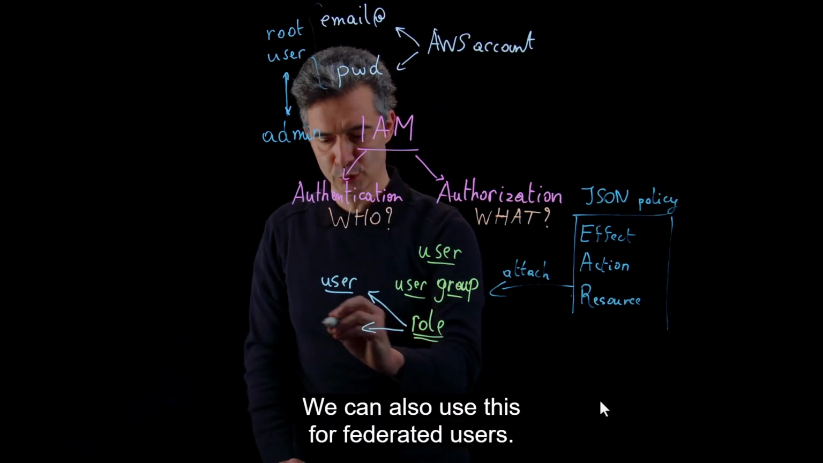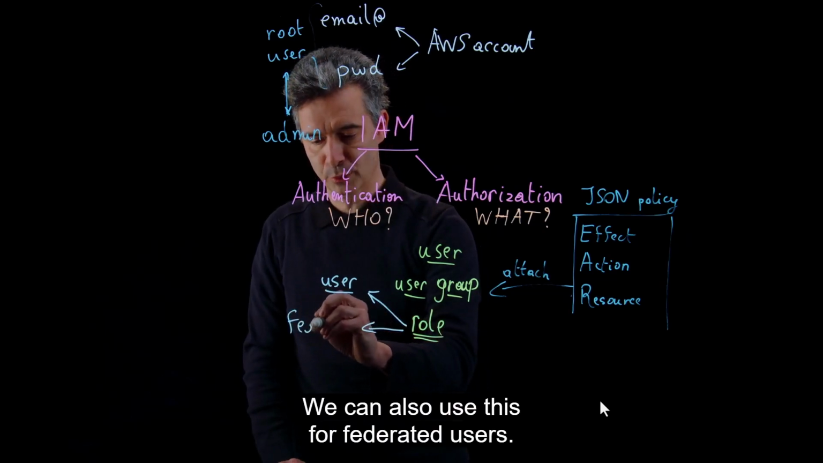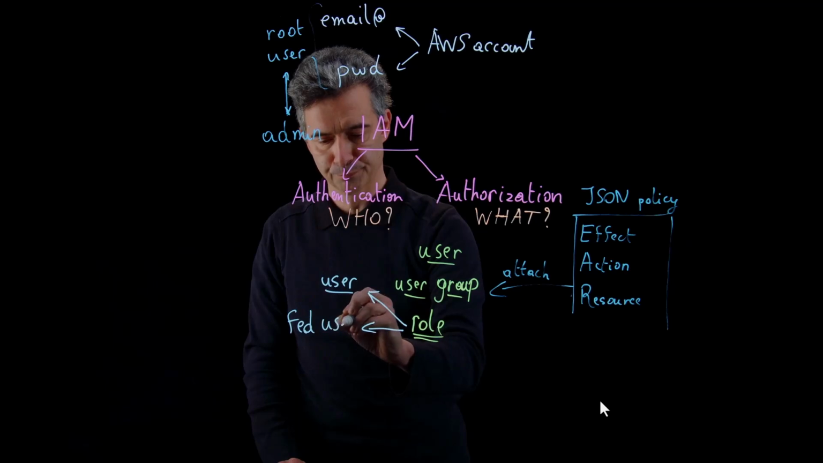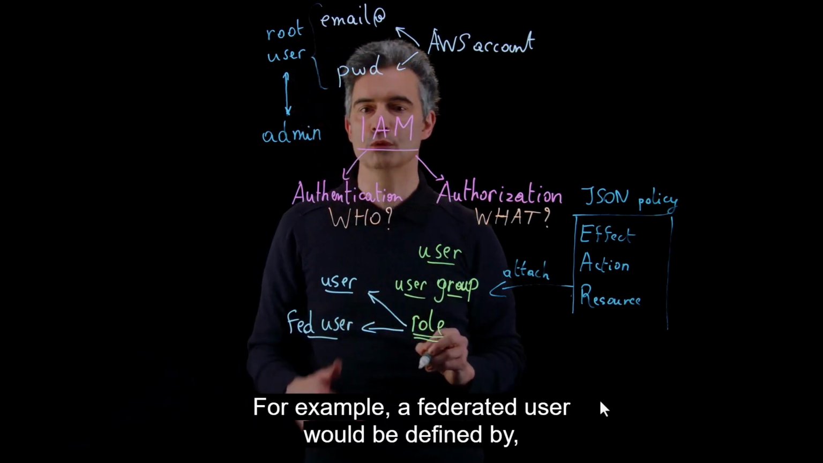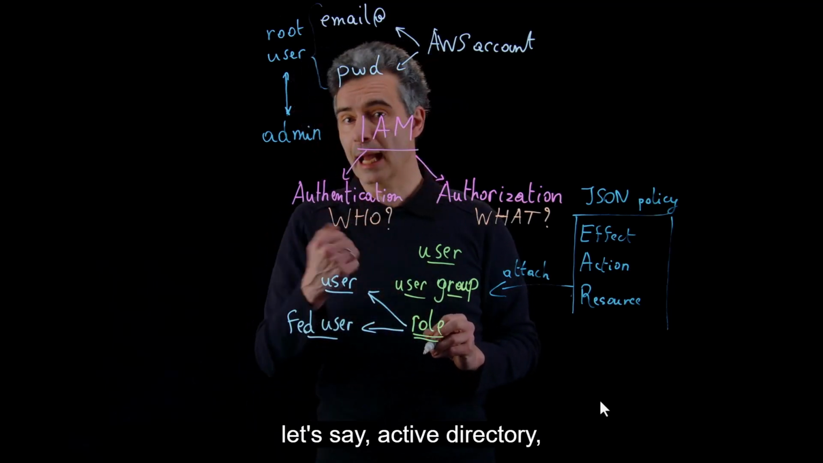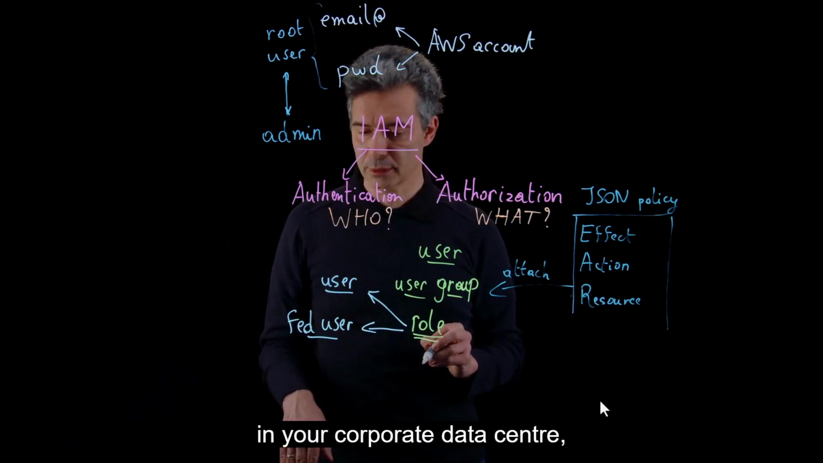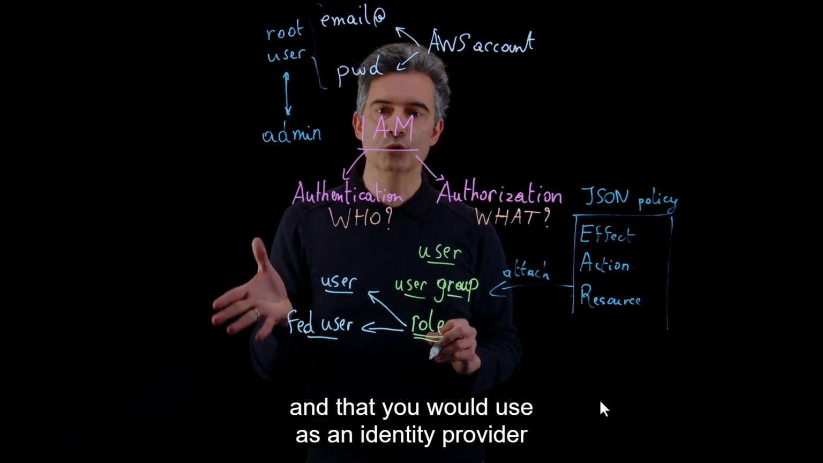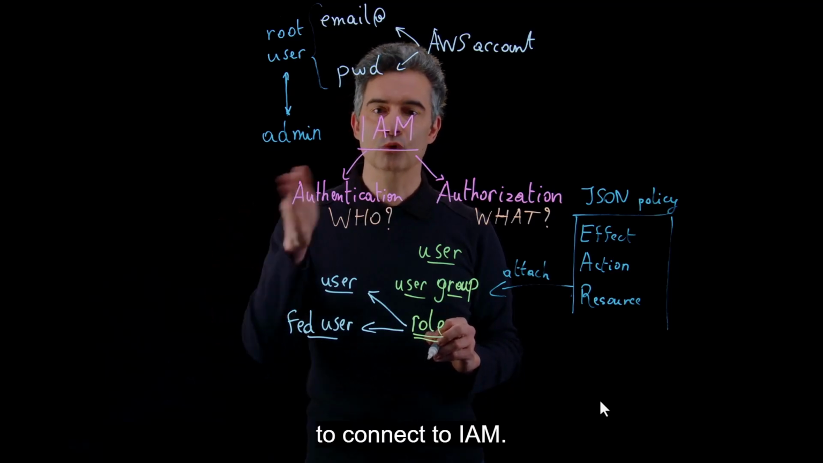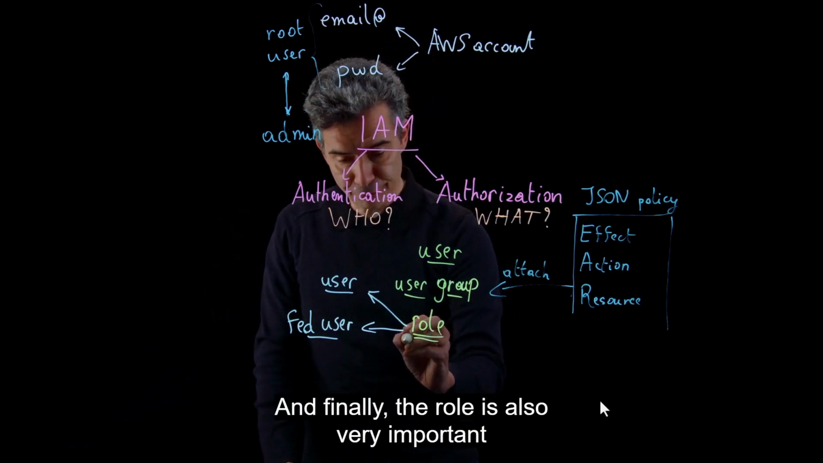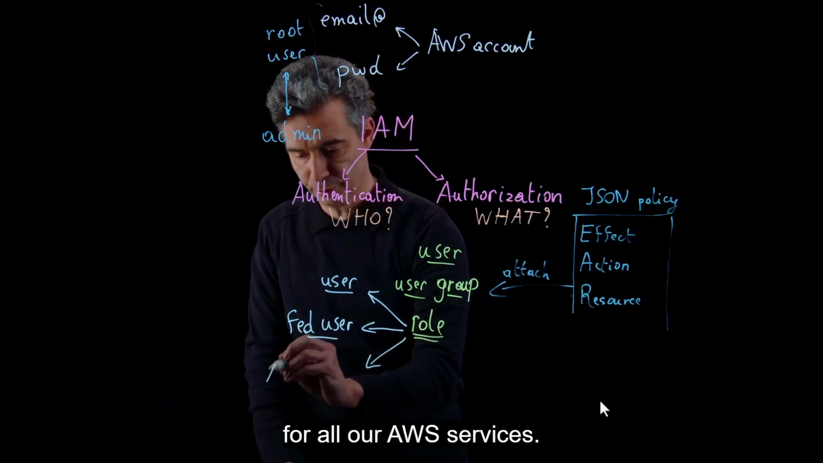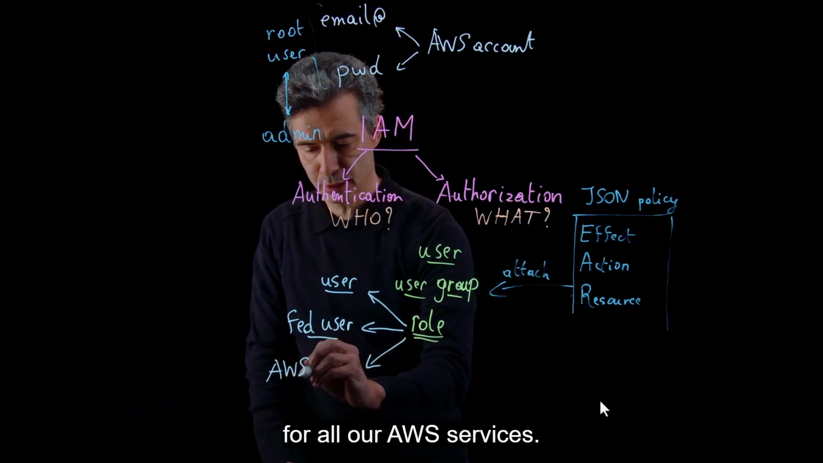We can also use this for federated users. For example, a federated user would be defined by, let's say, Active Directory, which could be running in your on-prem, in your corporate data center, and that you would use as an identity provider to connect to IAM. And finally, the role is also very important for all our AWS services.